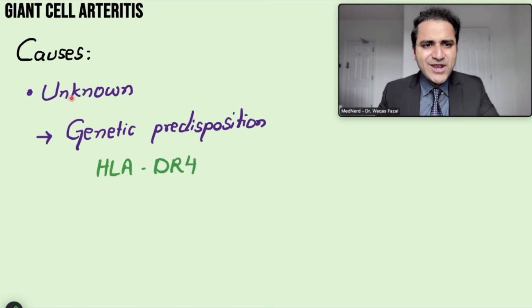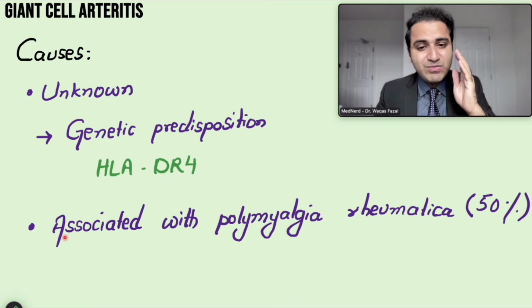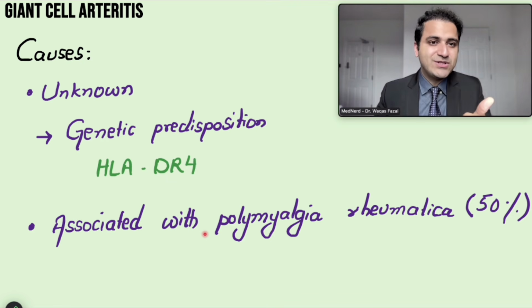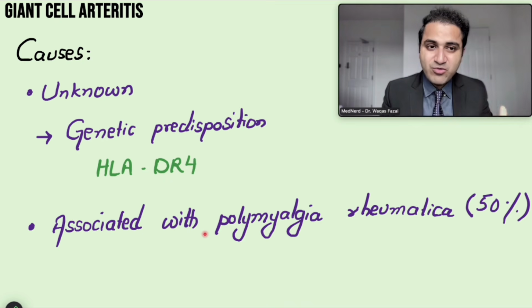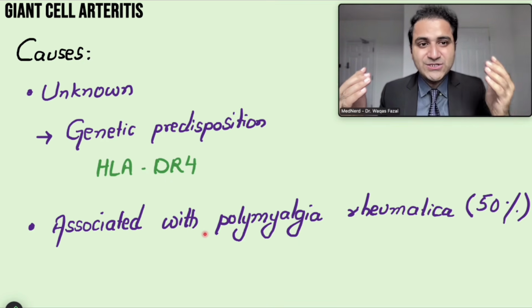The causes are unknown, but it has been shown that there is a genetic predisposition in patients who have HLA-DR4, and it is strongly associated with polymyalgia rheumatica. It's a very high yield point, a very important point. In patients of giant cell arteritis, 50% of the cases have polymyalgia rheumatica associated with it. I have a separate video on polymyalgia rheumatica as well, and in that video I also stressed this point, that you must remember the strong association of giant cell arteritis with polymyalgia rheumatica.